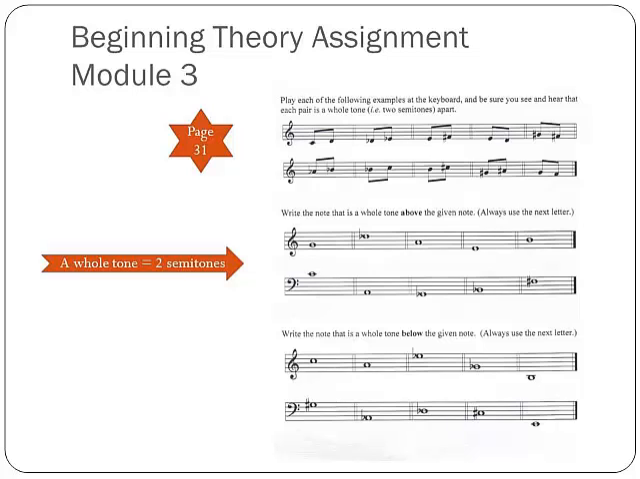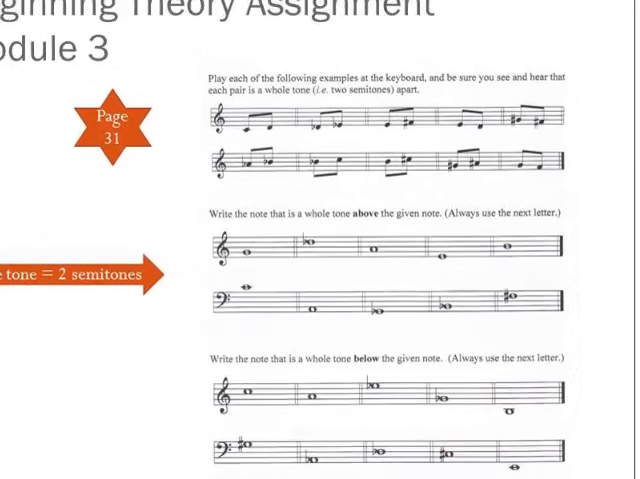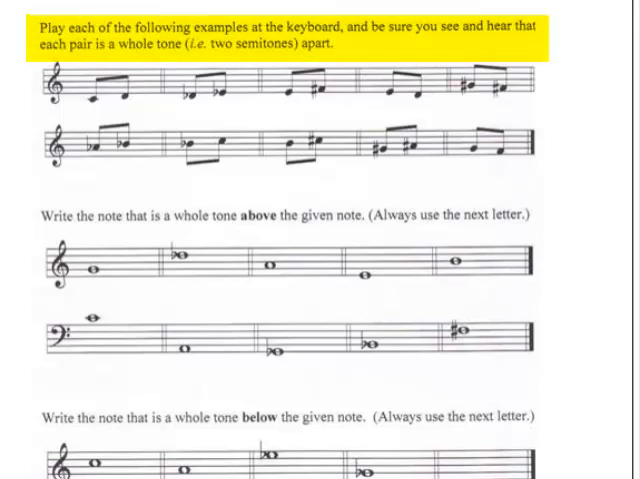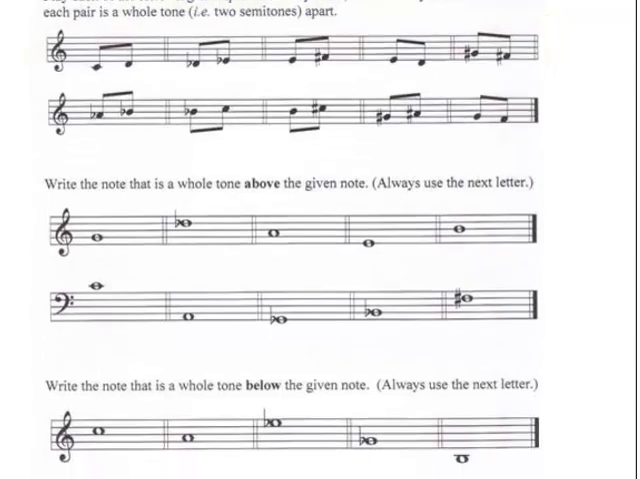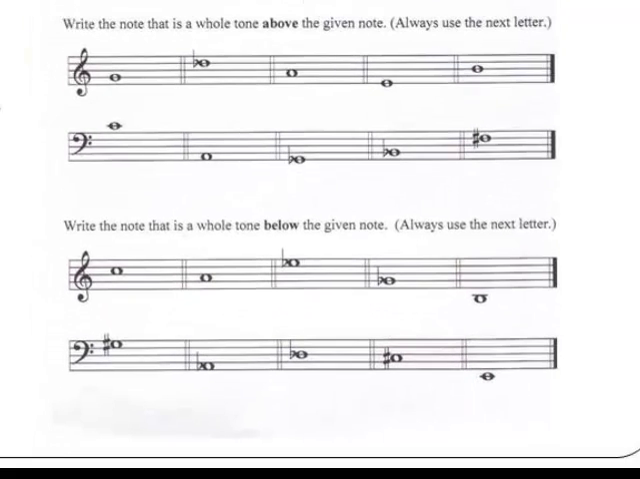Let's take a look at page 31. Number 28. Play each of the following examples at the keyboard and be sure to see and hear that each pair is a whole tone. So this is really a playing and listening exercise. Number 29. Write the note that's a whole tone above the given note.